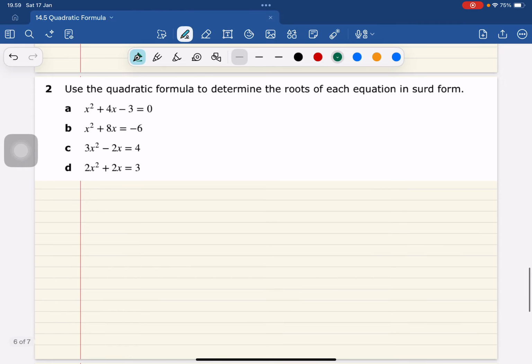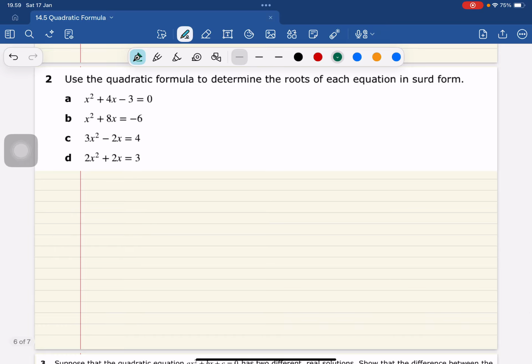Hi, in this video, I'm going to solve practice questions for the quadratic formula. Let's take a look. So we need to use the quadratic formula to determine the roots of each equation.